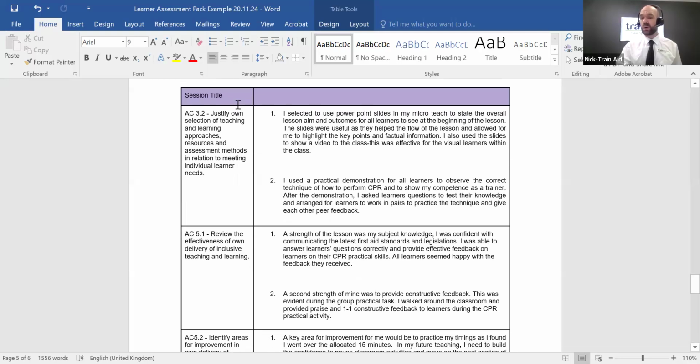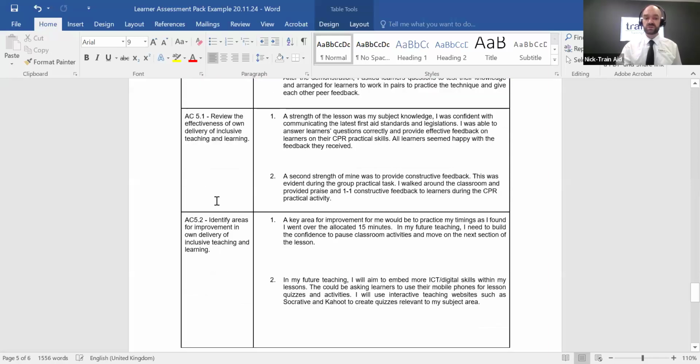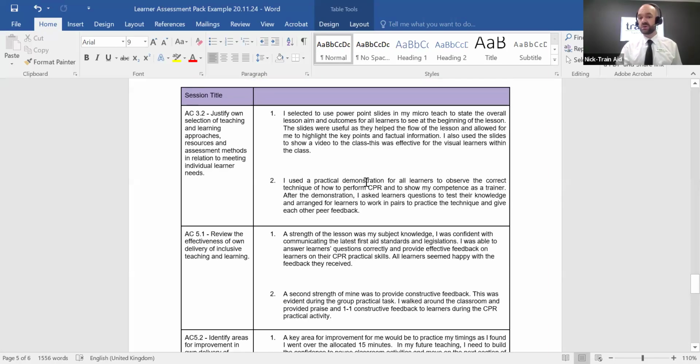Now, here, what I'm going to do is break down these 3 sections, 1, 2, 3. And I'm also going to share with you my own thoughts of my own micro teach, and explain my thoughts on how I found my actual micro teach. So these are the comments that I've written down just about my micro teach. Okay, let's just have a look at the self-evaluation form.